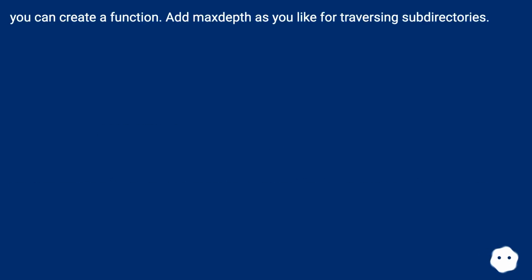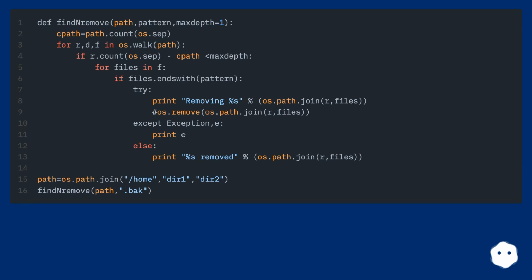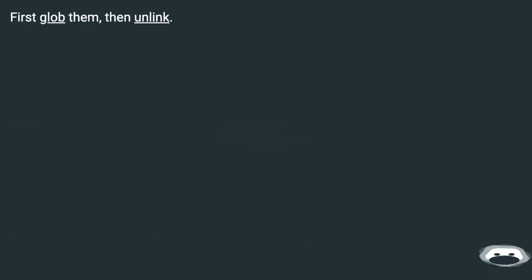You can create a function. Add max depth as you like for traversing subdirectories. First glob them, then unlink.